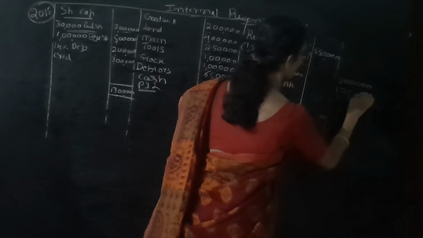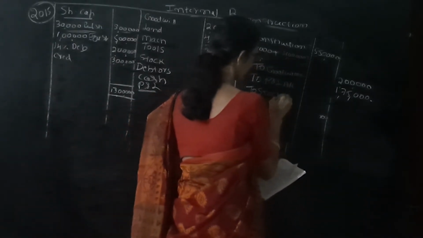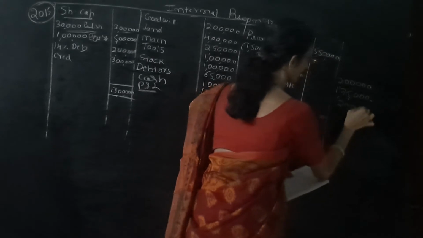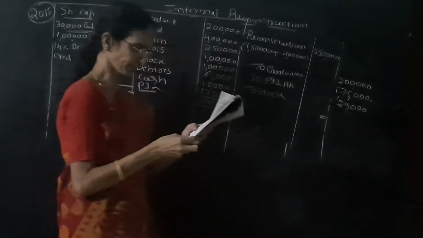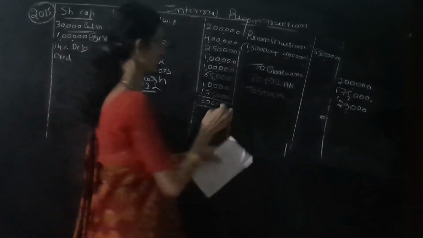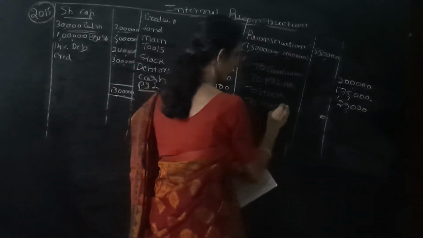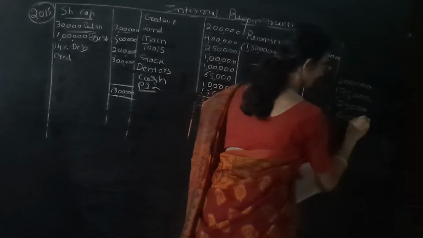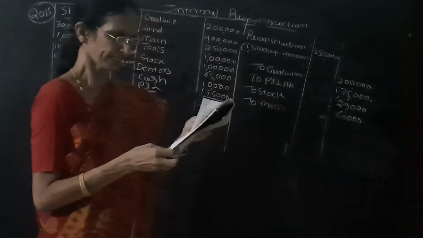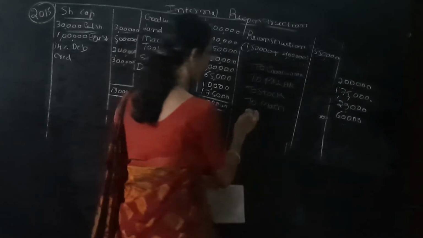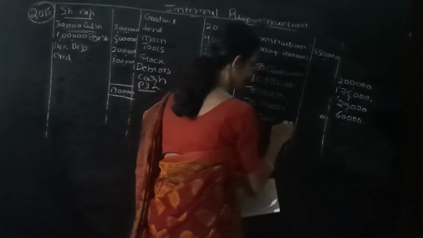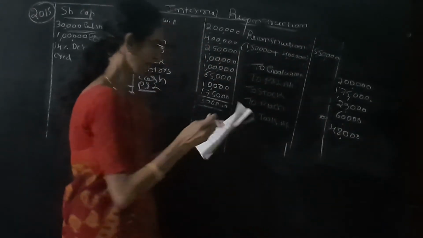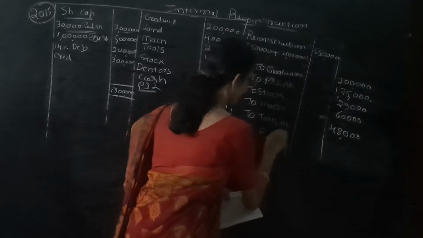1,75,000. Then add all other assets which are reduced. So it is given stock reduced 29,000, to stock account 29,000. Next, machinery 60,000, to machinery 60,000. Next, tools 48,000, to tools account 48,000. To RBD 8,000.